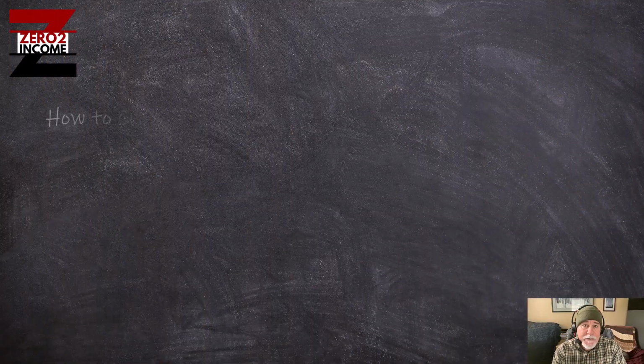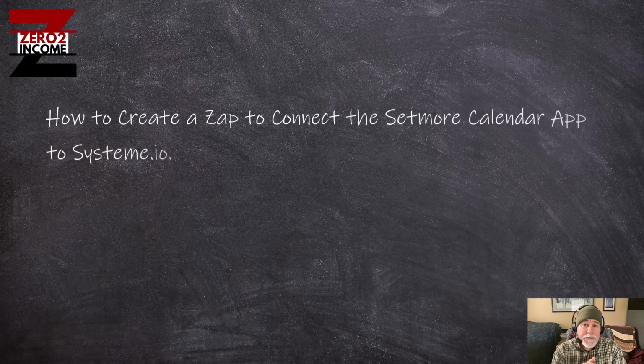Sean here with Zero to Income, and what we want to do today is go over how to create a Zap to connect the Setmore Calendar app to a Systeme.io website. So yesterday's video, I went through and I compared Setmore to TidyCal, and both are pretty cool. But for me, Setmore was the winner. So now that I've decided to go with the Setmore Calendar app, now what I want to do is see, hey, can I connect this to Systeme.io? And you can. And Zapier is the service that I found to be the one that just works no problem at all. So let's jump over to the computer and check this out.